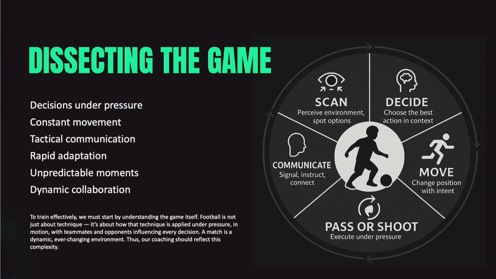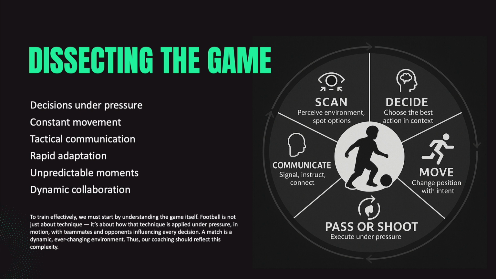So think about watching a match, whether this is live or on TV. Everything you need for your training session is there in front of you. Constant scanning, rapid decisions, players moving into new spaces, communication under pressure, passes and shots executed in unpredictable, chaotic moments. That's soccer, and that's what we need to design for. So as shown in the graphic, a game is a cycle of scanning, deciding, moving, passing or shooting, and communicating. These actions are not in isolation. They're interconnected and constantly adapting to the environment.